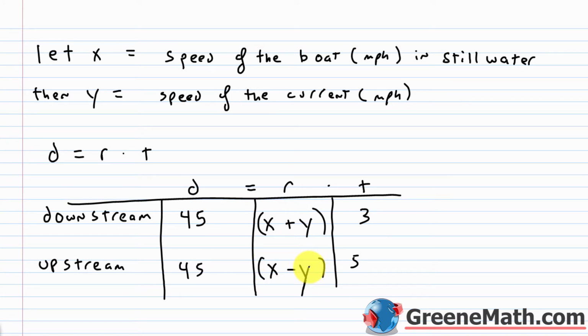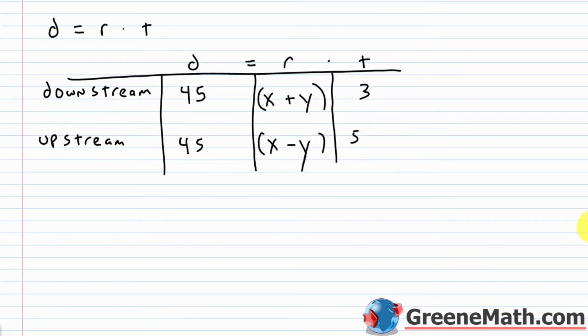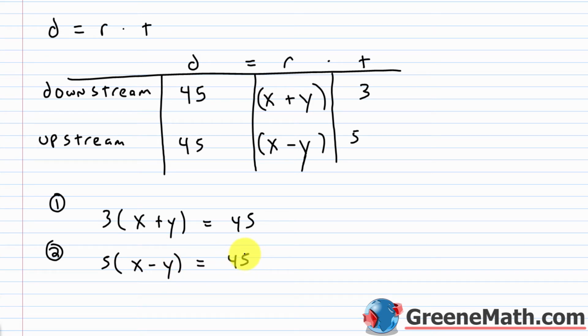Now, I have a linear system in two variables if I look at my little table. Again, distance is equal to rate of speed times time. For downstream, I have this. Let's label this equation 1: 3 times the quantity x plus y is equal to 45. For equation 2, I would have 5 times the quantity x minus y is equal to 45. Now, for this system, it's going to be really easy to use substitution. Inside the parentheses, you have plus y and minus y.